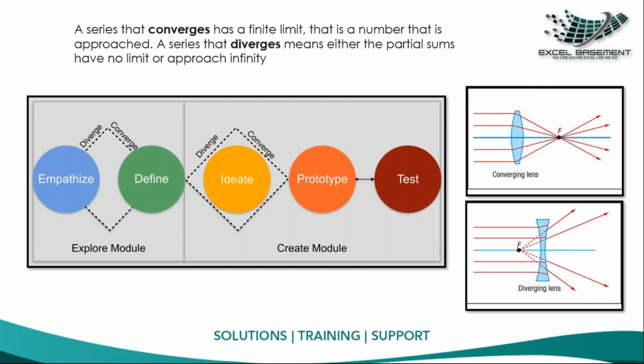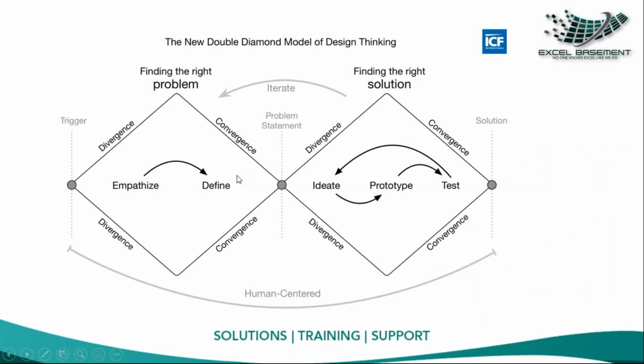There are two concepts within this 5-stage process: you come up with a diverging solution or a converging one. There are two strategies to it, and I have put the diagram here as well, a converging lens and a diverging lens. If I just read for you, a series that converges has a finite limit, a number that it approaches, and a series that diverges means either the partial sums have no limit or approach infinity. Within this diagram you can see the difference between the converging and diverging concepts. Let me tell you in detail how it works.